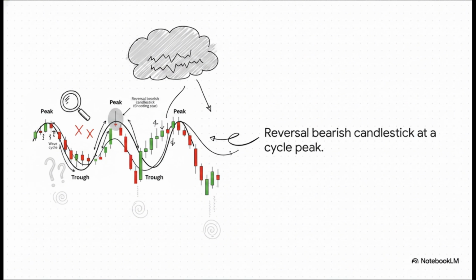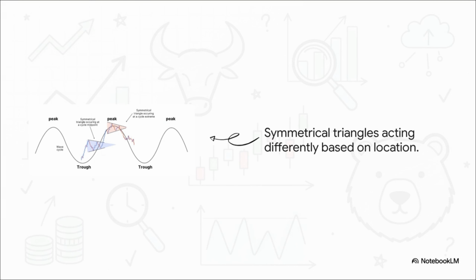For instance, notice this bearish shooting star formation right at the top here? It is incredibly reliable because it appears perfectly at a projected cycle top, right when the market's upward energy is totally exhausted. But if that exact same candle appeared right in the middle of a cycle, it would likely be completely misleading. And this perfectly demonstrates the danger of ignoring context.